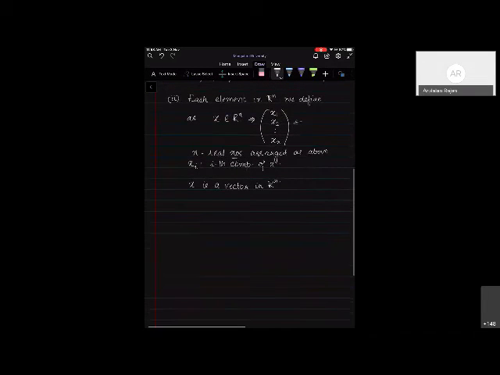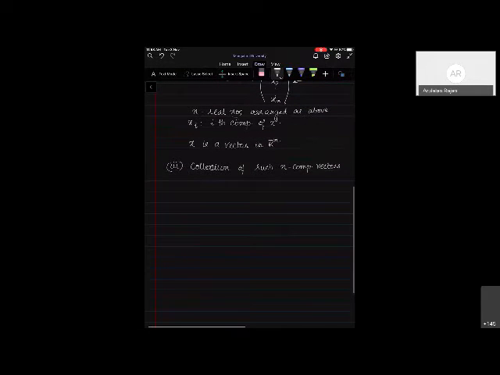Now the question is, what are the properties? But before going to the properties, I'm going to look at a collection of such n component vectors. What do we mean by this? I'm going to make a set V which contains x of the form x is equal to x1, x2, up to xn, and every xi is an element of R, for i equal to 1, 2, up to n.